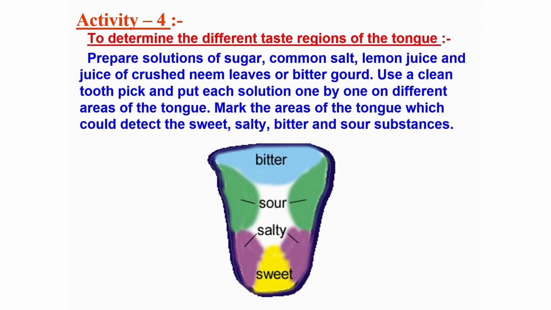Activity 4. To determine the different taste regions of the tongue. Prepare solutions of sugar, common salt, lemon juice, and juice of crushed neem leaves or bitter gourd. Use a clean toothpick and put each solution one by one on different areas of the tongue. Mark the areas of the tongue which could detect the sweet, salty, bitter, and sour substances.